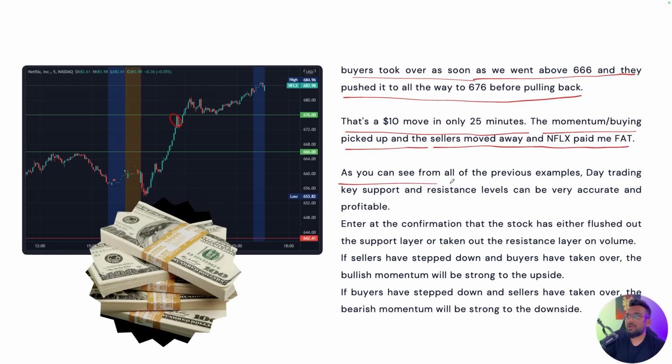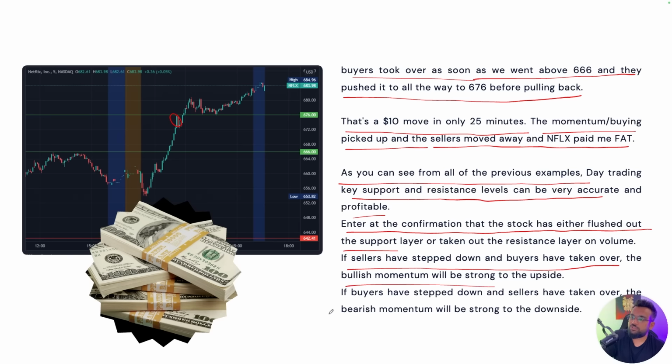As you see right here, all I did was look at key support and resistance levels. They can be very accurate, and very, very profitable. Enter at the confirmation that the stock has either flushed out or literally taken out the levels. If sellers have stepped down and buyers have taken over, the bullish momentum will be strong. The only way to see if the sellers have moved aside is you literally wait for your critical level to break. That usually means the buyers are taking over.